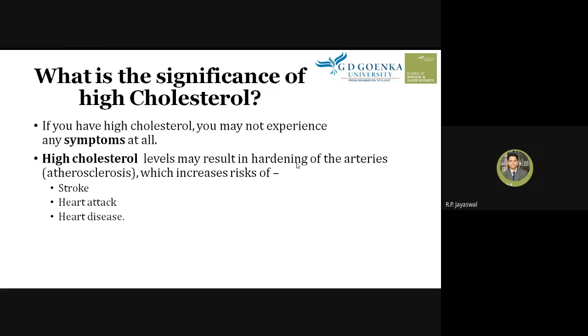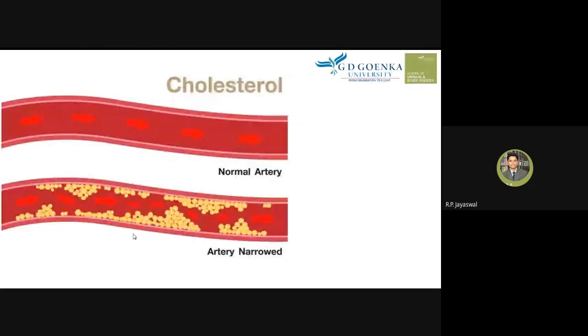The arteries become hardened because of deposition of cholesterol and triglyceride in the wall of the arteries, and the process by which the arteries become hardened is known as atherosclerosis. Okay? So high cholesterol level may result in hardening of the arteries, which increases the risk of stroke, heart attack, and heart disease.